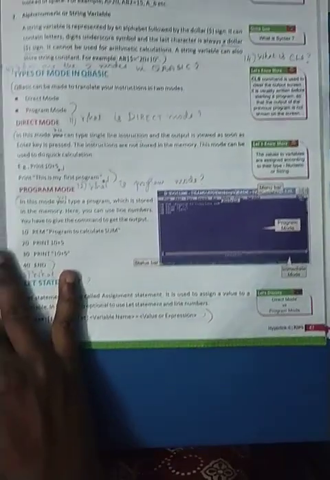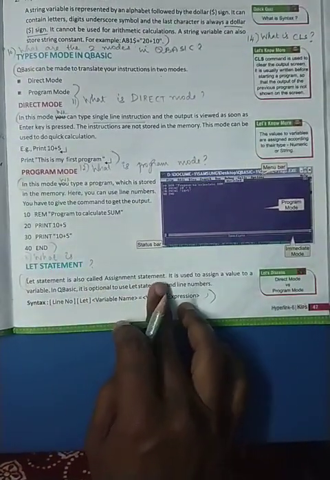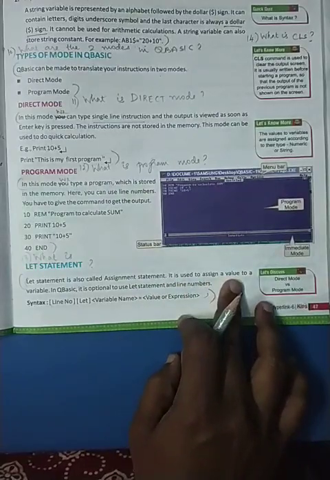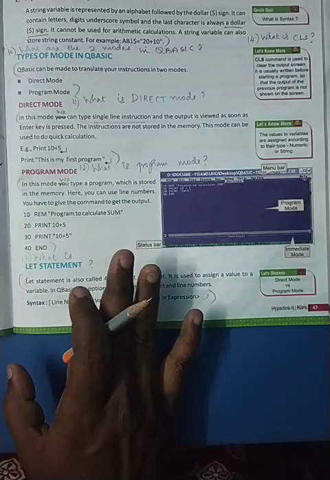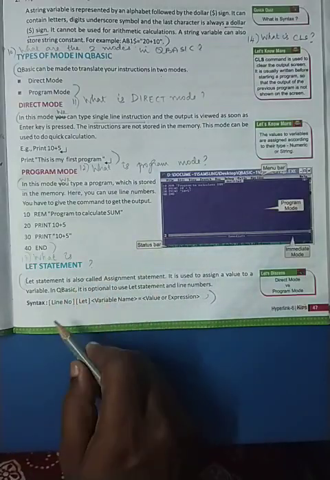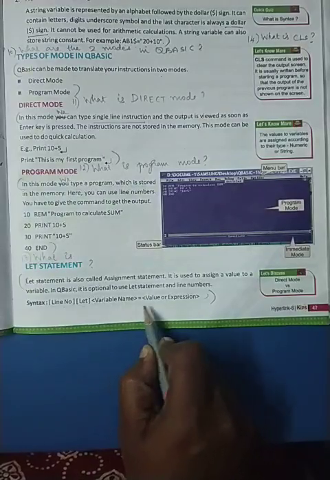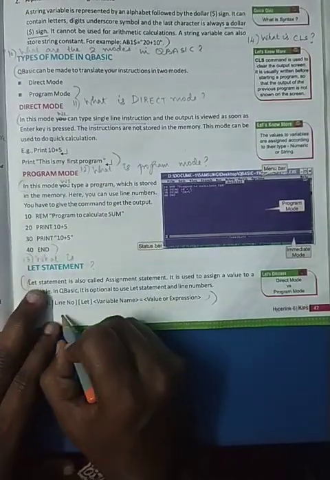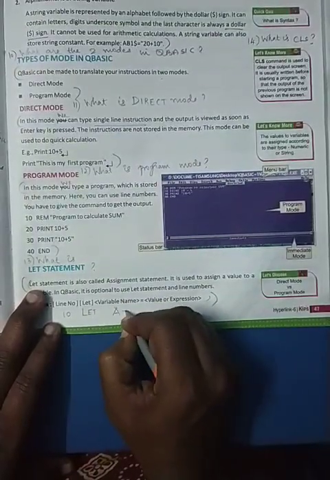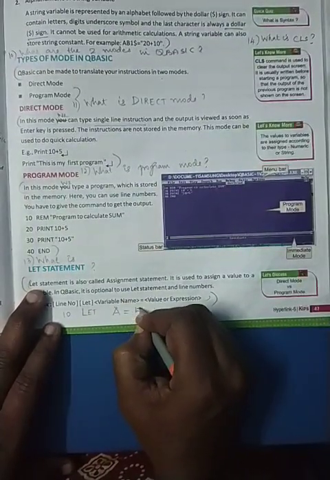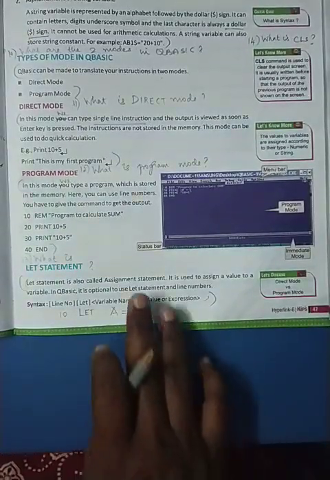Now, what is the let statement? The let statement is also called the assignment statement, used to assign a value to a variable. Let a equal to 5. That is the syntax: line number, let is the keyword, variable a equal to 5. You can directly write here: line number let a equal to 5. This is a simple example with the syntax.